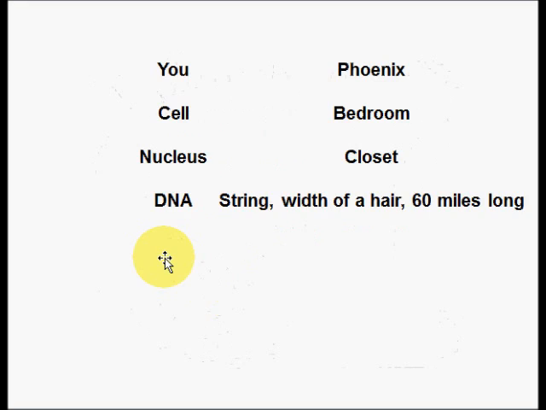Moving on. So again, you're the size of Phoenix. Your cell would be the size of the bedroom. So the nucleus, the safe where the blueprint is kept, would be the size of your closet, and the DNA is the 60-mile long string, the width of your hair.